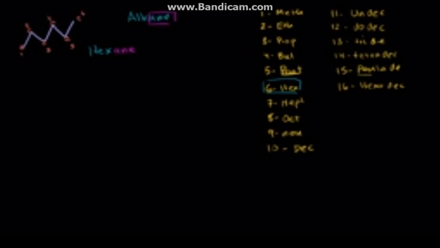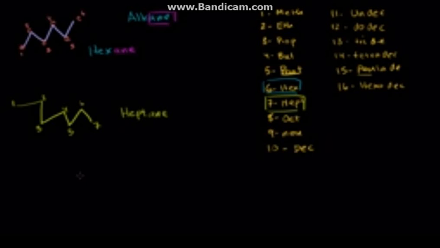Let's do another one. Let's say I have this thing right here. Let's make it even longer. So let's say I have that thing right there. So how many carbons do we have? We have 1, 2, 3, 4, 5, 6, 7 carbons. They're all single bonds. So it's an alkane. So this will be 7 carbons. It is heptane, because we have all single bonds.